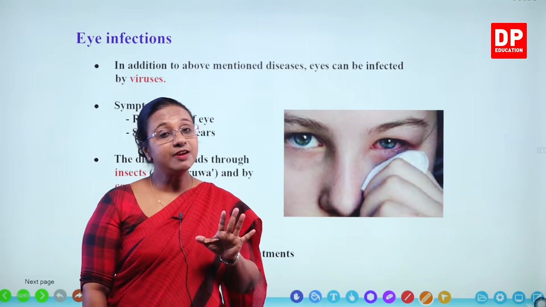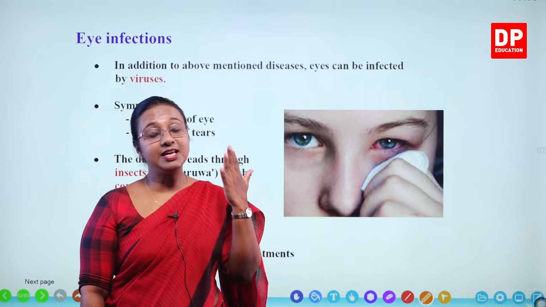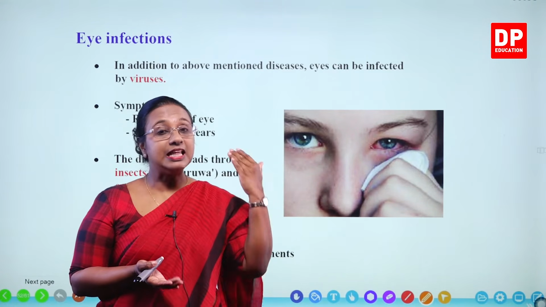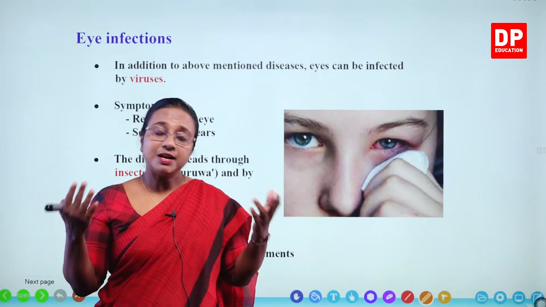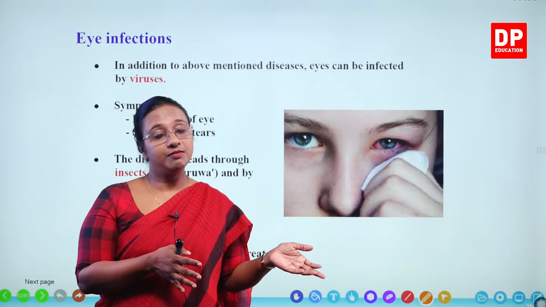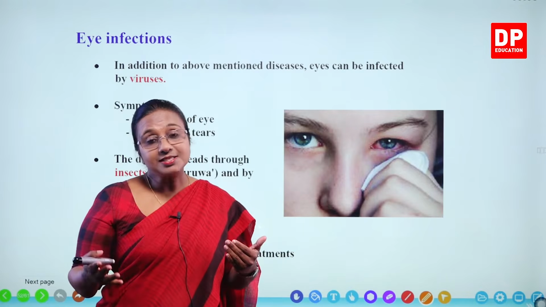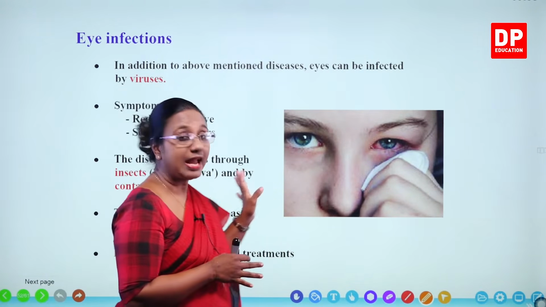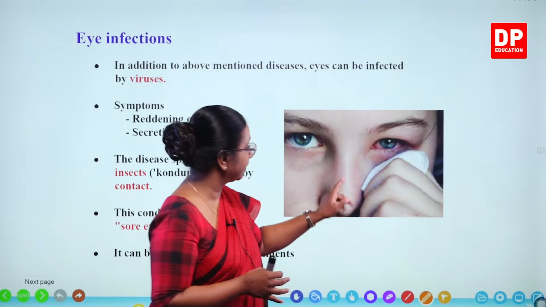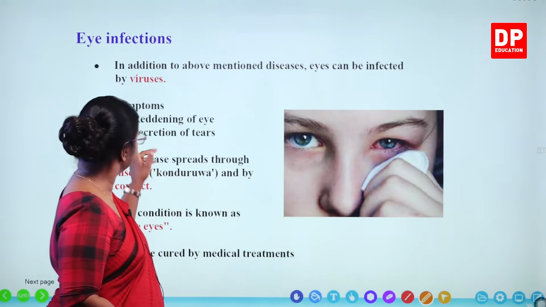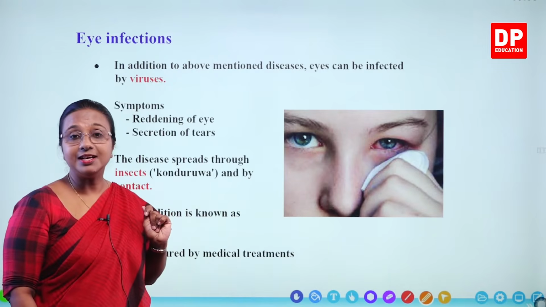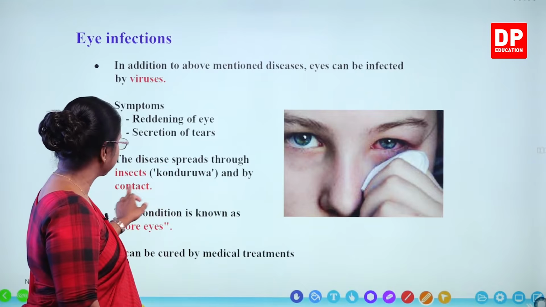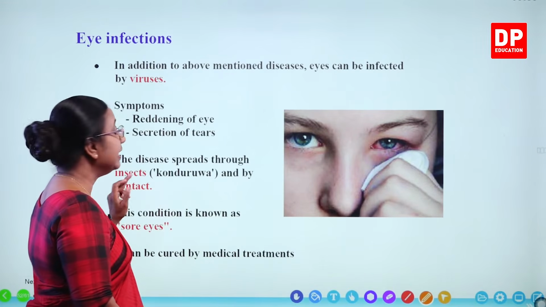And this eye infection can be caused to one eye. Usually what happens is you get the infection on one eye, then it spreads to the other eye. But for some people, it's only to one eye. Or else sometimes you can get it on both eyes at the same time. So that depends on how you get infected. So here you can see the symptoms, reddening of the eye and the tearing. The disease spreads through insects and by contact.